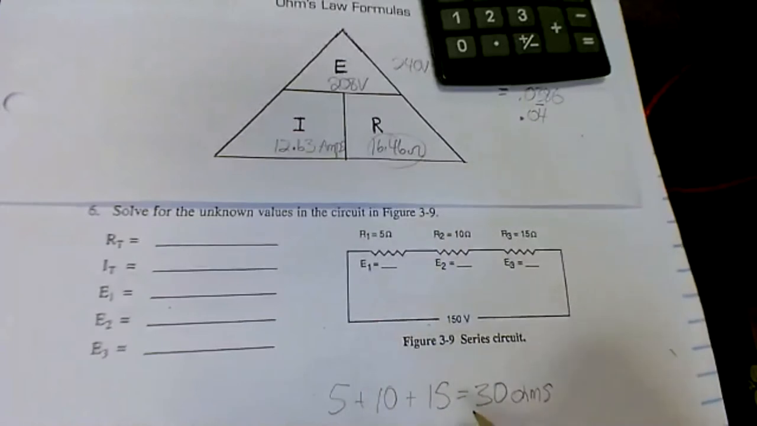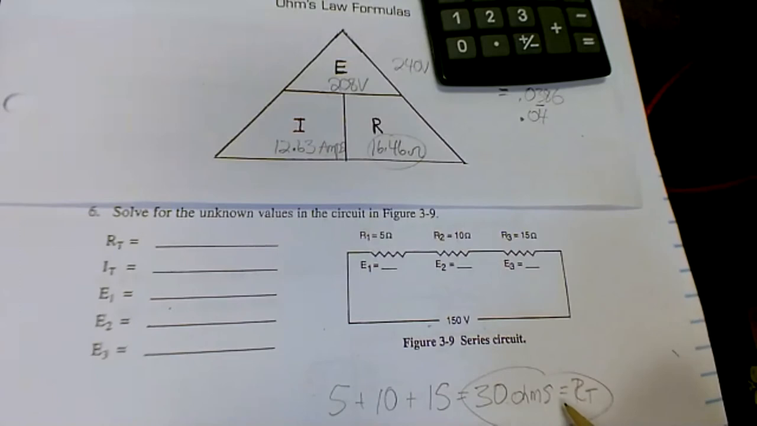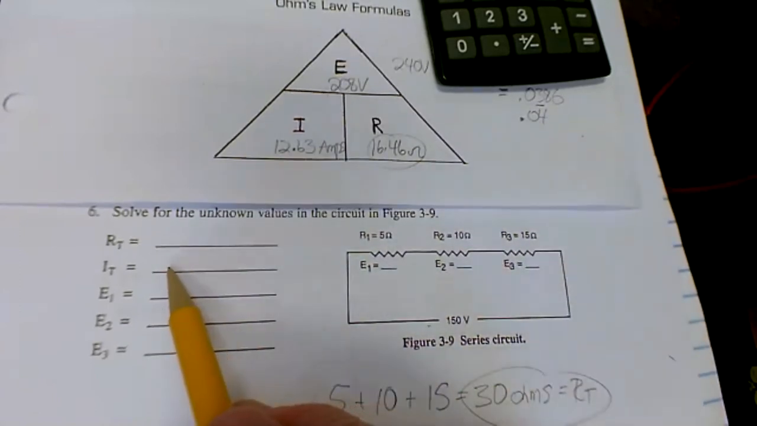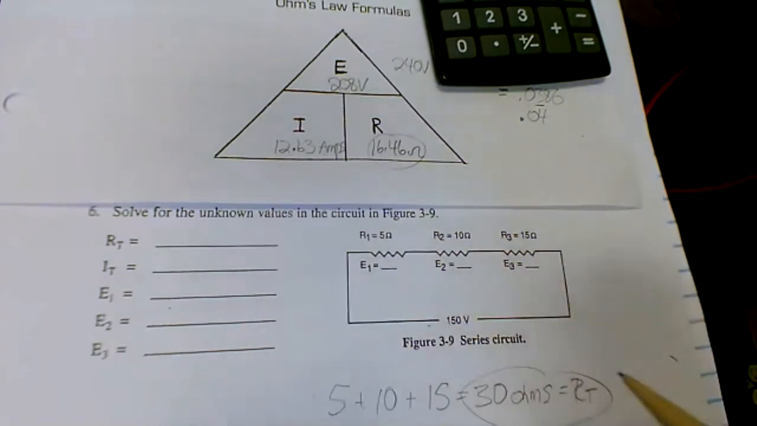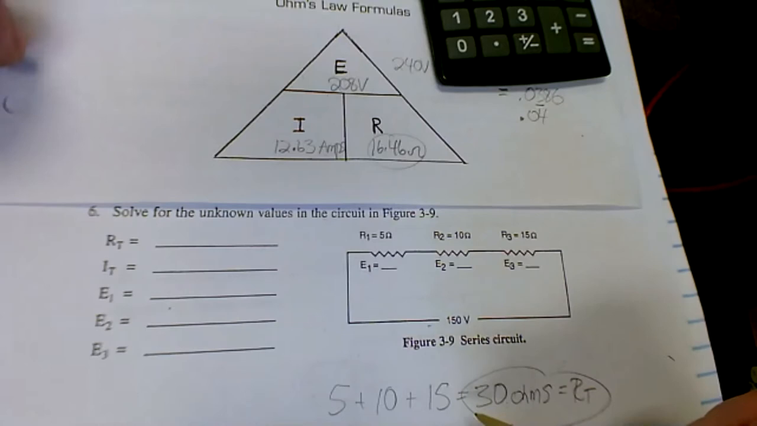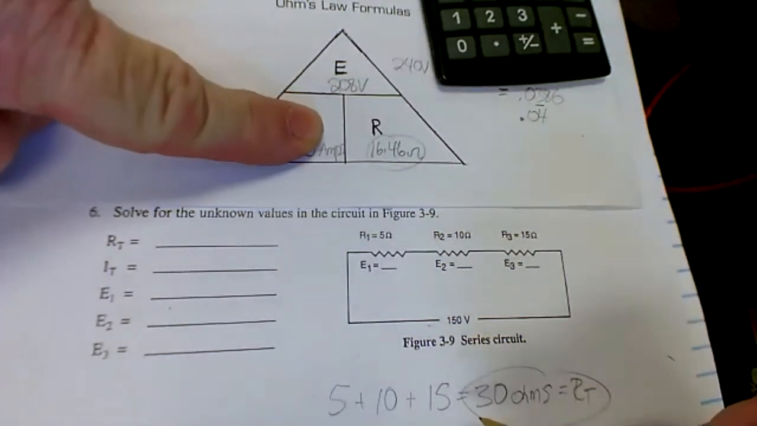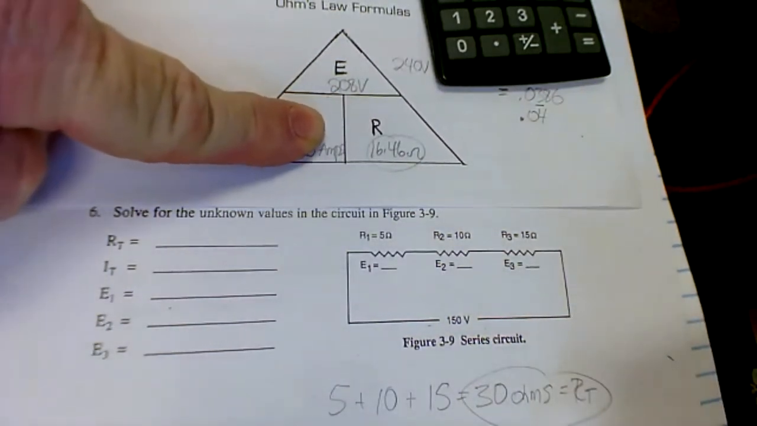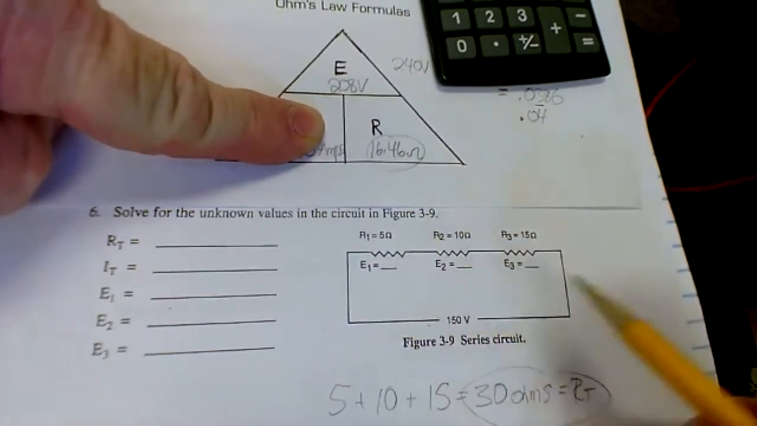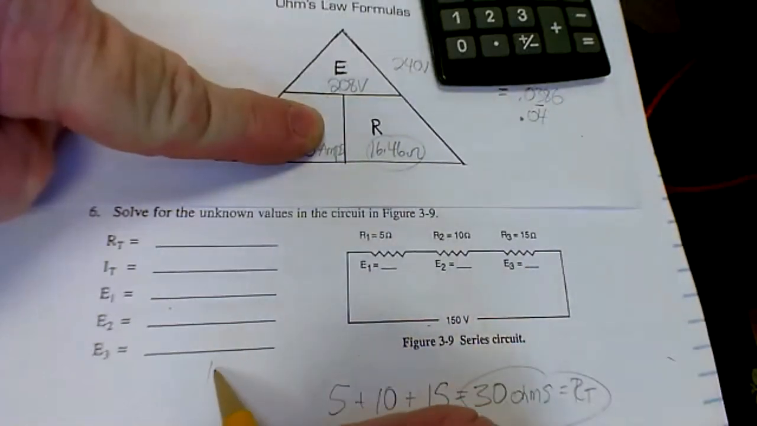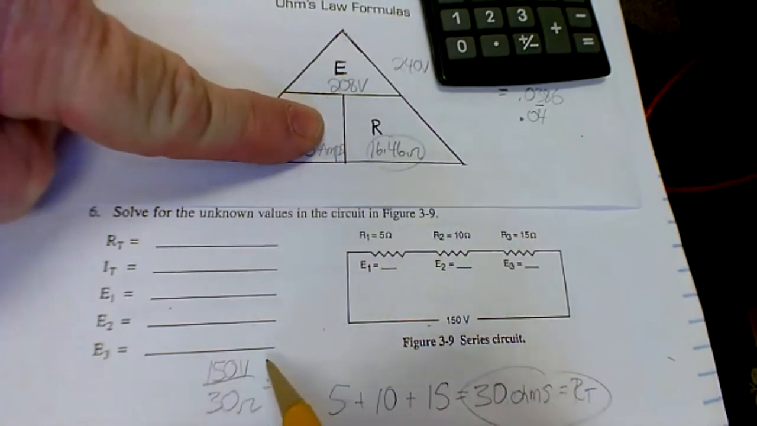So I have an R total of 30 ohms, and I want I total. So how do I do that? We're looking for I, right? I'm going to cover up I. So what is I in this case? So do you divide it? Right. You divide what? 150. Right. Divide 30. Exactly. 150 over 30, and that's going to be what?